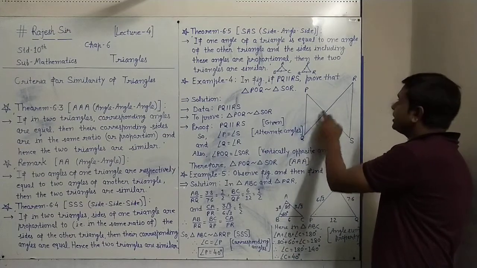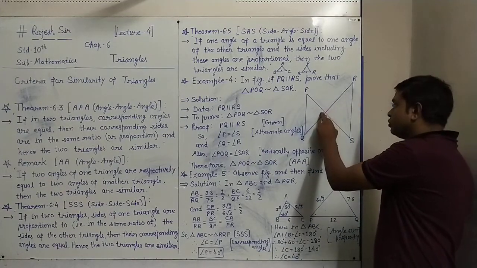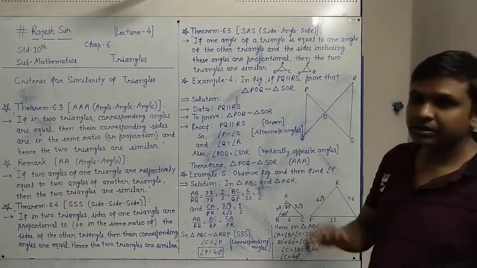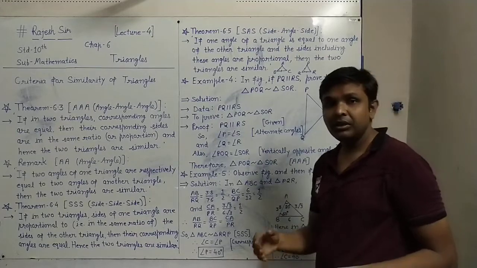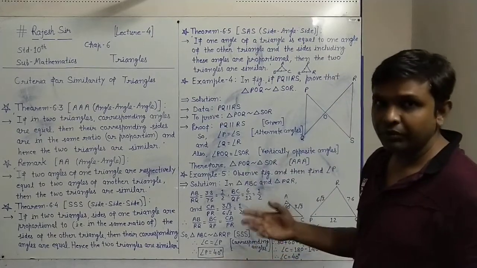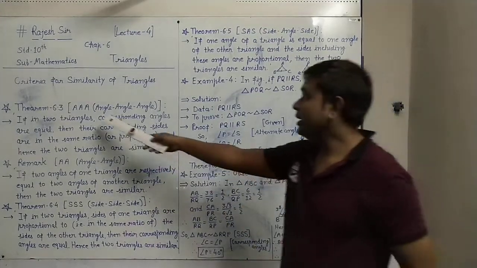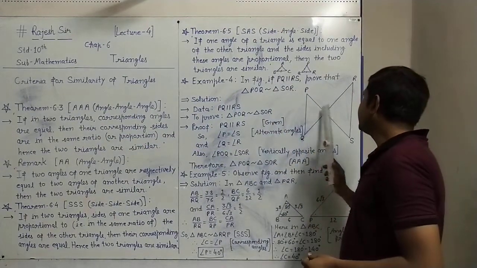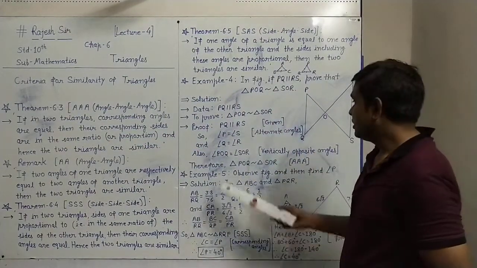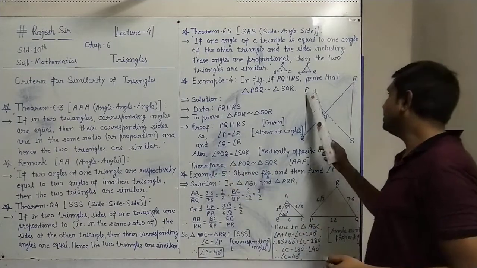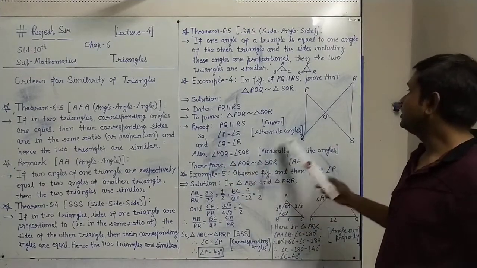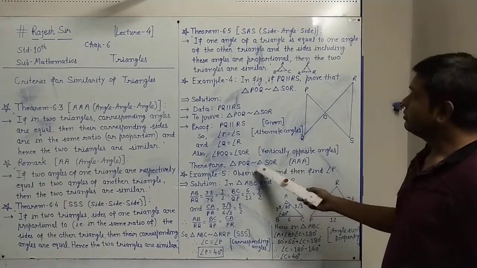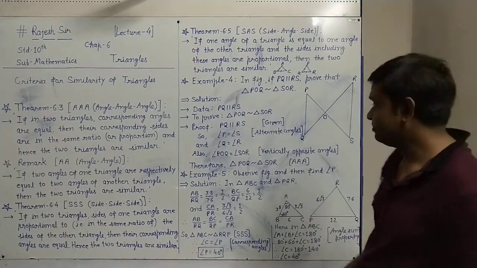Angle Q is equal to angle R. Angle O is equal to angle O. All three angles of one triangle are equal to the corresponding angles of the other triangle, as we have shown. So by the AAA criterion, we can say that both triangles are similar. Triangle POQ is similar to triangle SOR by AAA. We wanted to prove this. Simple.